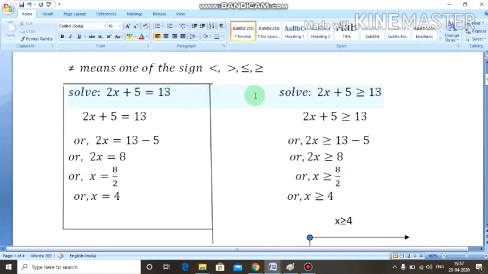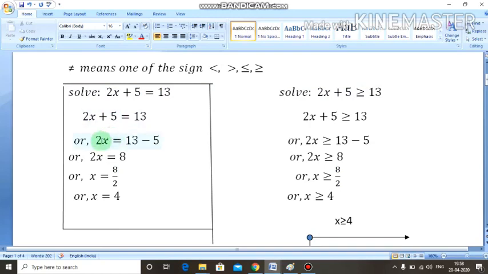I have converted it into an equation. See this one: solve 2x + 5 ≥ 13. Obviously, this is a linear inequation. Now see, the solving procedure is almost the same as for a linear equation.